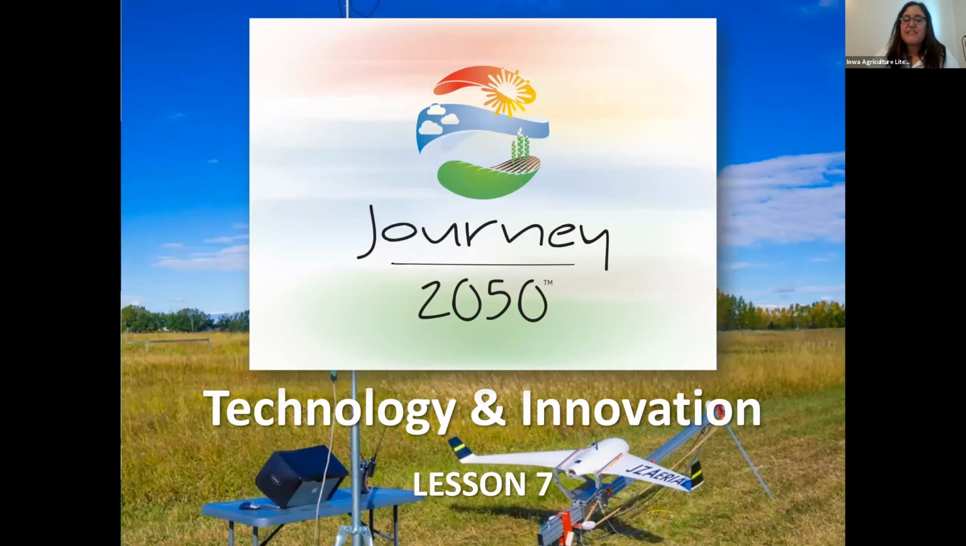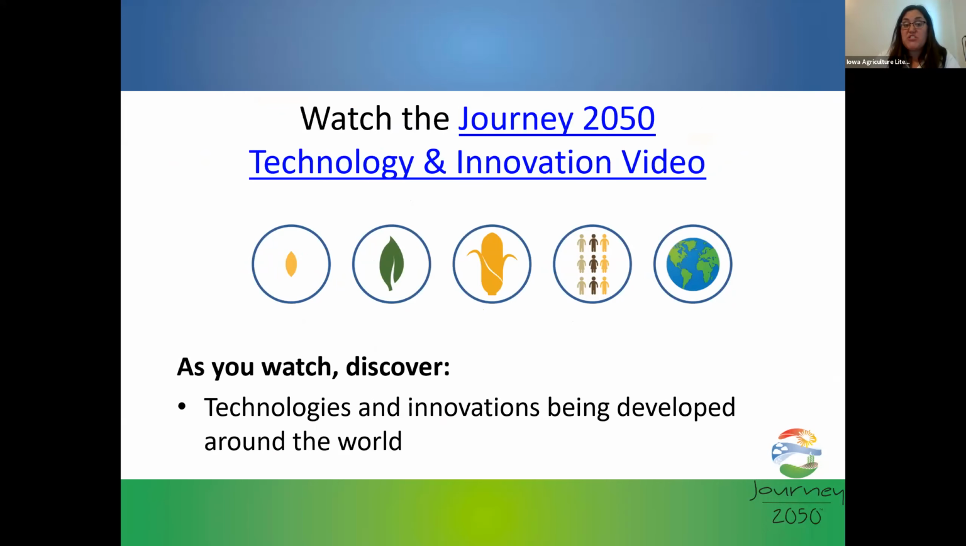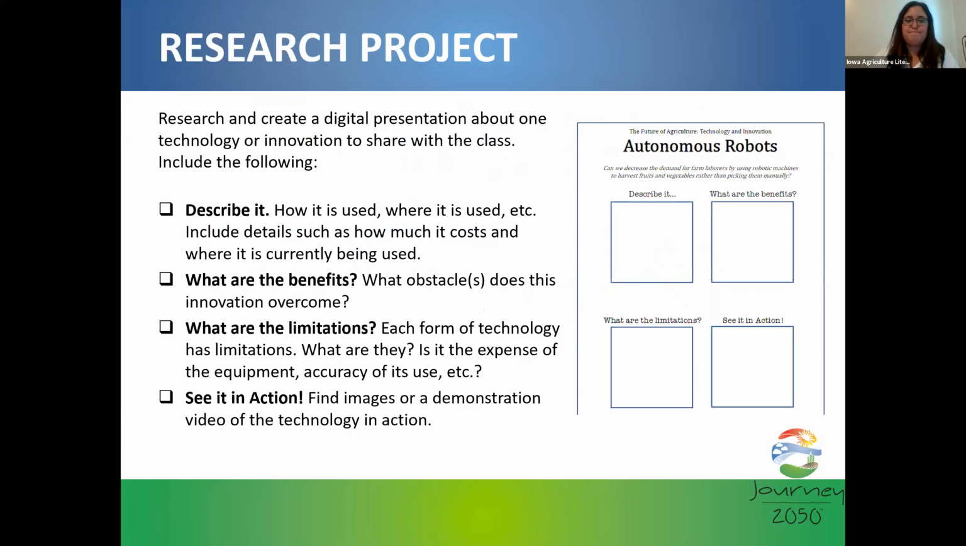Lesson 7 is all about technology and innovation. There's not a game for this part, but there's a couple videos they watch. So there's a TED Talk, "A Global Crisis, Maybe Less Than a Decade Away" is the title of it, a very engaging video where they just watch 2.5 minutes of it to start this discussion. And then they watch a Journey 2050 video that's in the same format as that introduction video that you watched before. And there's a video in all of the different levels. And in that video, it addresses the technology and innovations being developed around the world as it relates to agriculture.